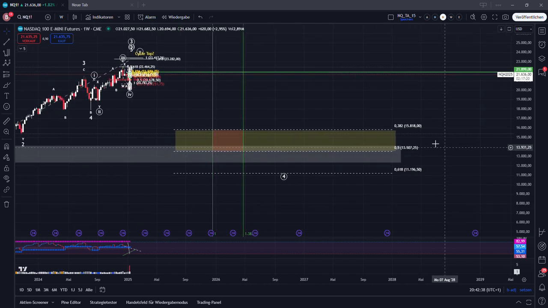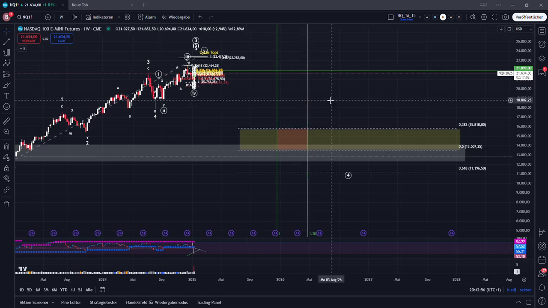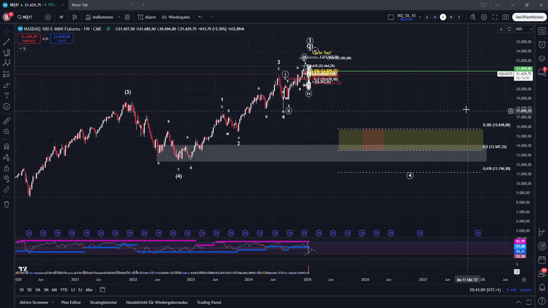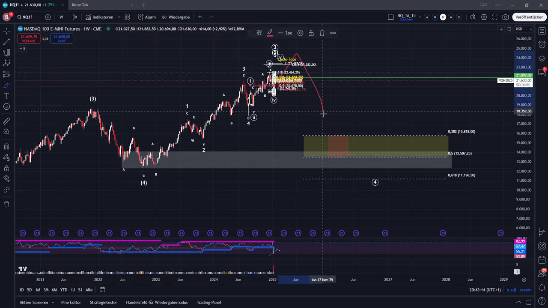So price-wise, we have 15,818 from my target, measured where I predict this move up will end, okay? And 13,507. So we have a window of about 5,000 USD, or 5,000 points. And the time window, as projected, is the 22nd of December 25 to the 27th of April 26. Okay, so that's at the moment my prediction. It could shift, it could extend, it depends on how high we go here and when we stop.